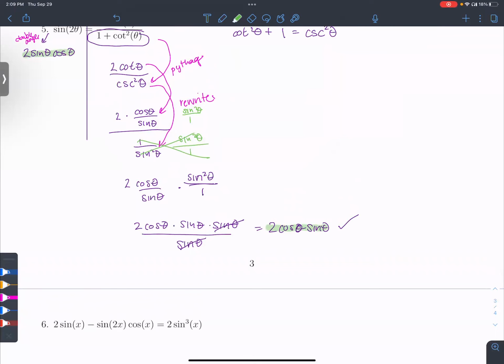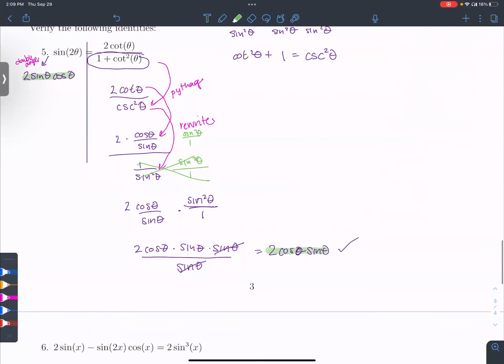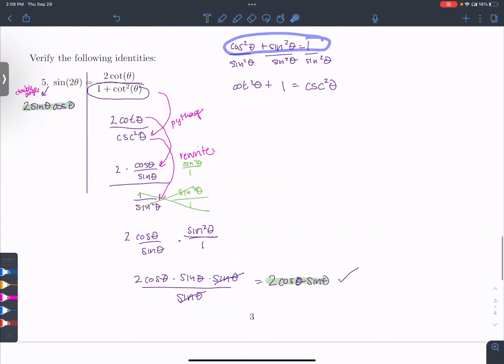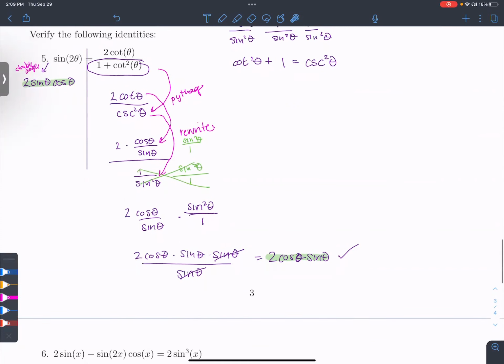Okay. Now, there are going to be a lot of ways to do this problem. You could instead rewrite everything in terms of sine and cosine to start with, and then you're going to use the Pythagorean identity in its original form, probably to simplify things. But you have lots of choices. This is what I saw, so this is the rabbit that I chased.